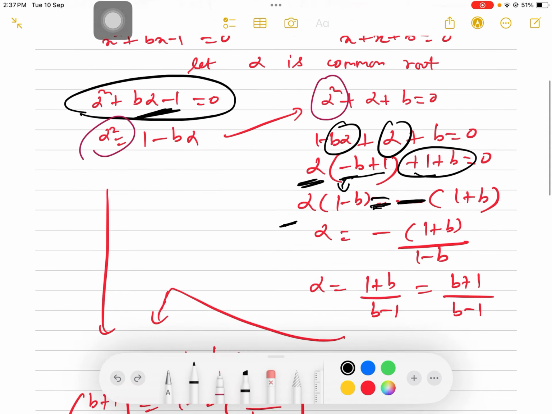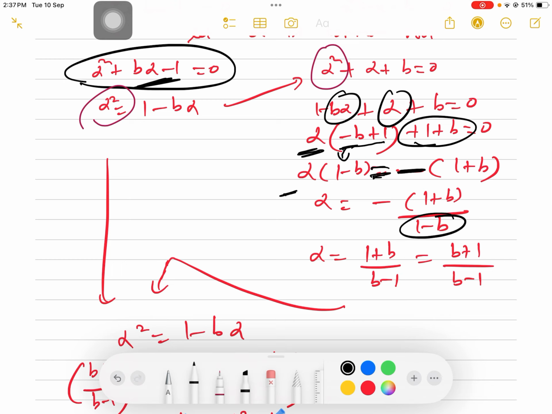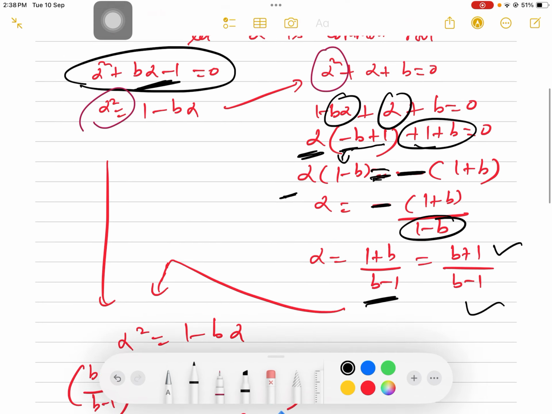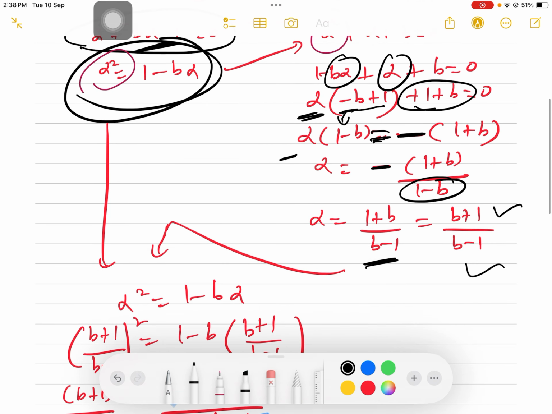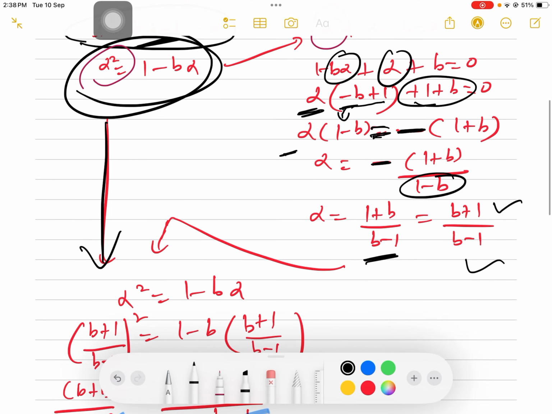After that, from here I took minus 1 common, so it will be b minus 1. That minus and this minus got cancelled, so only b plus 1 is in the numerator, and down is b minus 1. So this is my alpha value. Now that alpha value I substituted in my first equation, alpha square equals 1 minus b alpha.